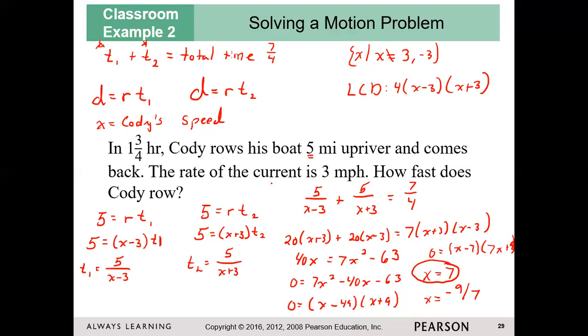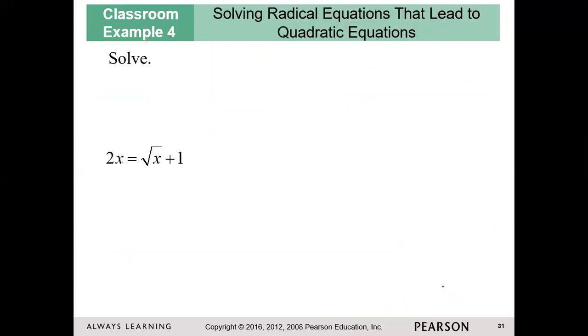And even though it seems like there's not enough information in the problem to be able to solve for what Cody's rowing speed is, we certainly were able to do that. But it wasn't easy, but we were able to do it. Okay. All right, so this is familiar to us. We know how to solve these.